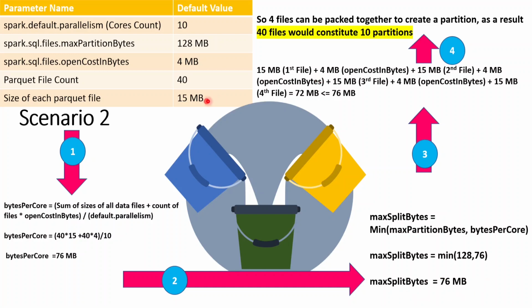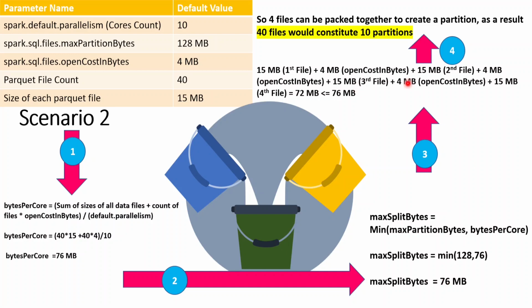Now in this case, Spark engine will consider the first file, that is 15 megabytes. Then it will add open cost in bytes, 4 megabytes. Then it will start adding the second file, 15 megabytes. Now it will check, it is coming to 34, but still that is much lesser than 76. Then it will try to add one more file. For that it has to add open cost in bytes, 4 megabytes. Then it will add the third file, 15 megabytes. Again this will come around 54 megabytes only, again lesser than 76.